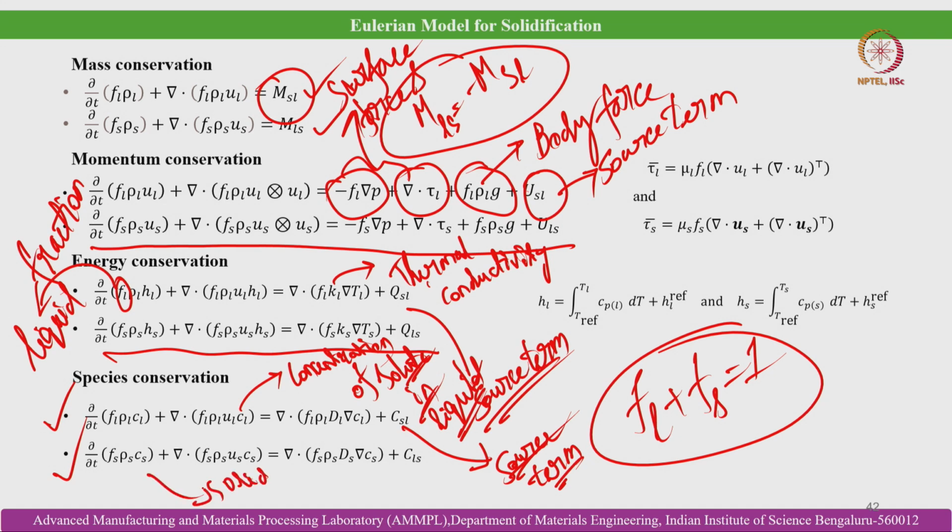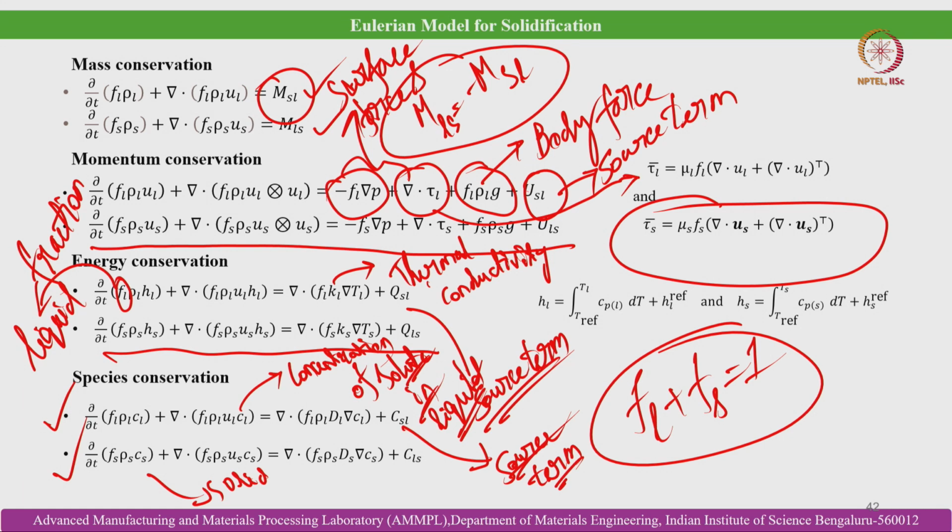These are solved, and here the shear viscous term is expanded. So, tau L is equal to rho mu L F L, where mu L is the dynamic viscosity of the liquid, F L into grad U L plus grad U L transpose. Similarly, for the shear stress of the solid phase, tau S bar is equal to mu S, the dynamic viscosity of the solid phase, F S, solid fraction, multiplied by grad u S, solid velocity, plus grad u S transpose.